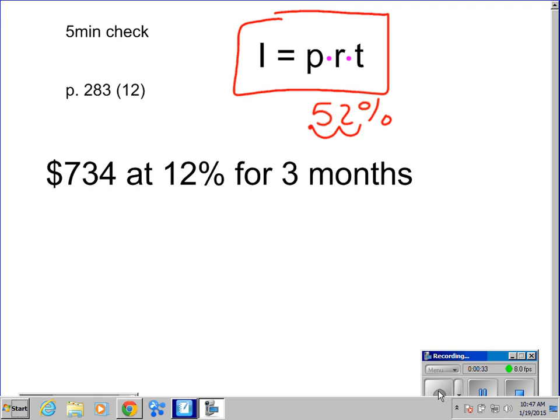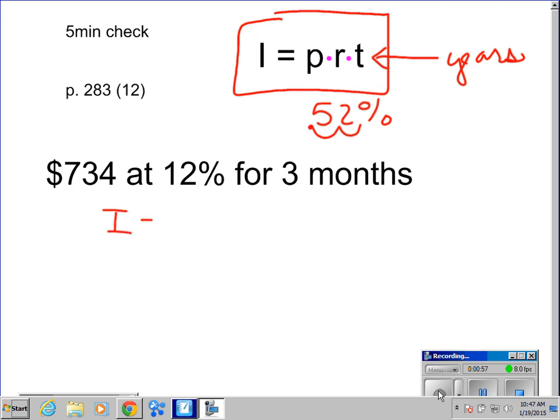So I would plug that in at 0.52. And time, the big thing with time is it must be in years. So if it's not in years, if they give it to you in months, does anyone know what to do to change it to some form of a year? Divide how many months by 12, because there's 12 months in a year. Perfect. So for this one, I would say it's quite simple.